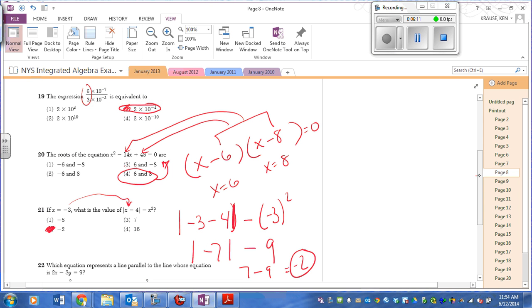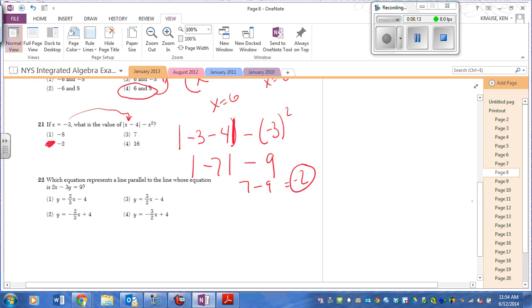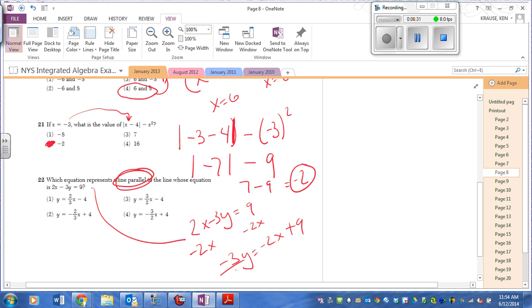Alright, almost done here. Parallel lines have the same slope, so you got to take this thing over here. 2x minus 3y equals 9. Solve for y. Subtract 2x, so just bring it over. Negative 3y equals negative 2x plus 9. Divided by negative 3. Negative over negative is positive, so that slope is positive 2/3. You got to find the one with the slope of positive 2/3. Here's one.